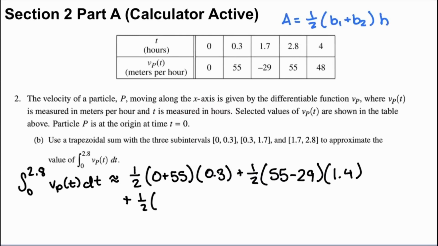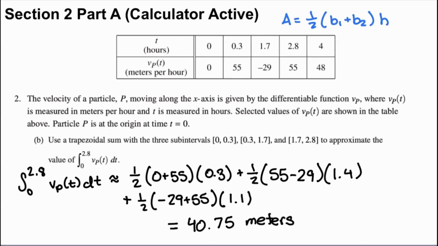plus 1/2. Again, taking from our bases, negative 29 and 55. And then the difference in the time interval is going to be 1.1. And that is our 3 subintervals. And this whole thing is going to be equal to 40.75. And we want to be specific with what this represents. The integral of velocity is going to be the position, which is given in meters. So the distance traveled from 0 to 2.8 is approximately 40.75 meters.